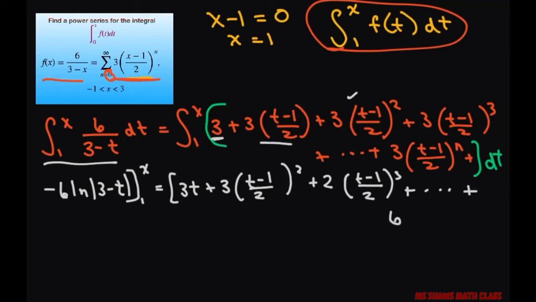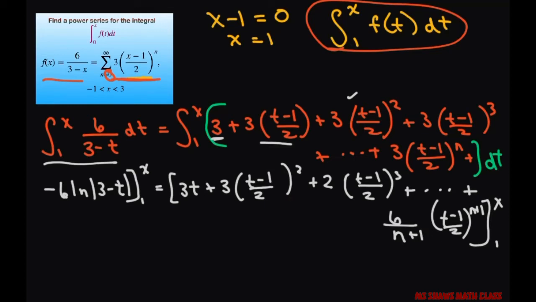Let's see, why is that 6? It should be 6 divided by n plus 1, and then this is going to be t minus 1 divided by 2 to the n plus 1 power. And we're going from 1 to x. All right. Now, to evaluate this, let's see what we have for the first part.